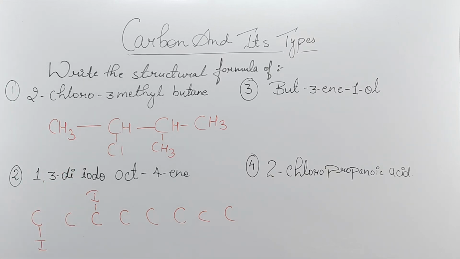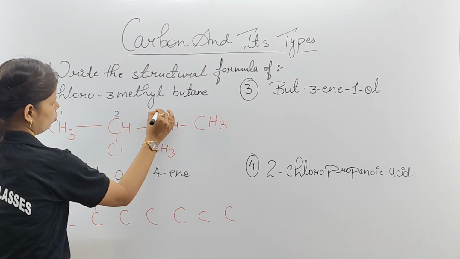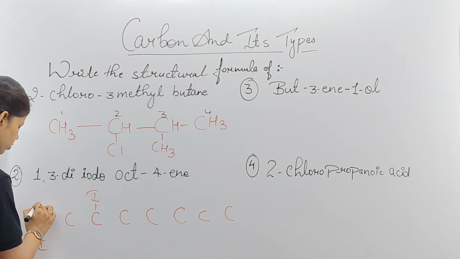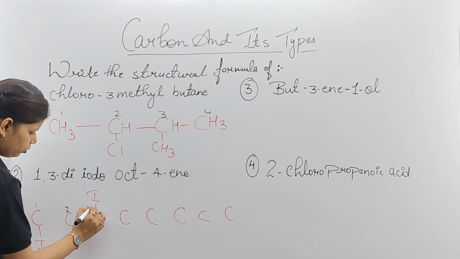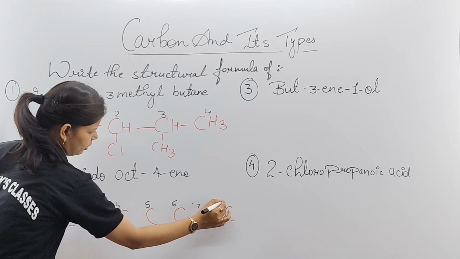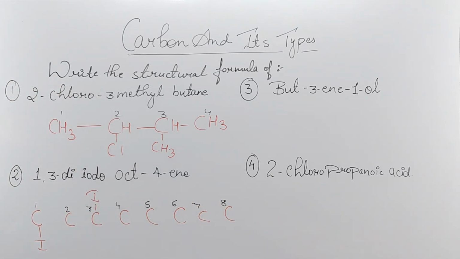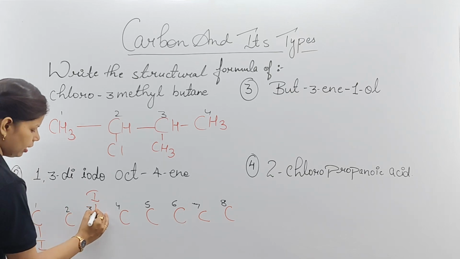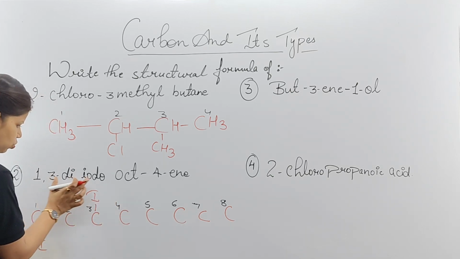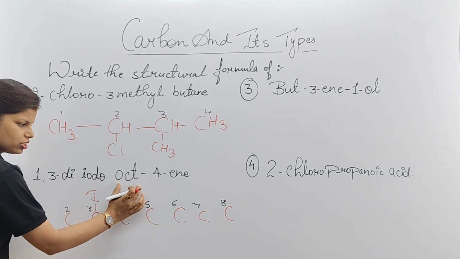I will write with another marker where we are going to start. Here 1, 2, 3, 4. Clear? Here also we are going to start 1, 2, 3, 4, 5, 6, 7 and 8. Clear? Now here you have the iodine group. Here also you have the iodine group. Now you understand that writing this formula is over. Let's move to this one.